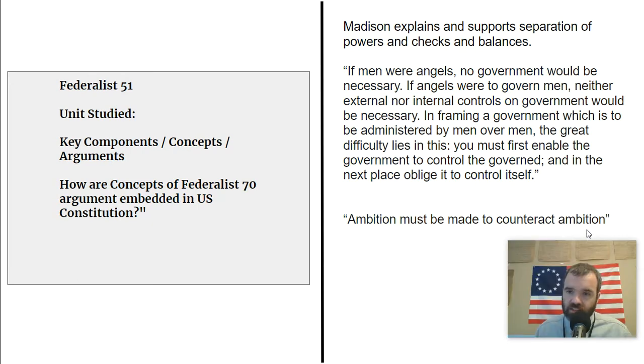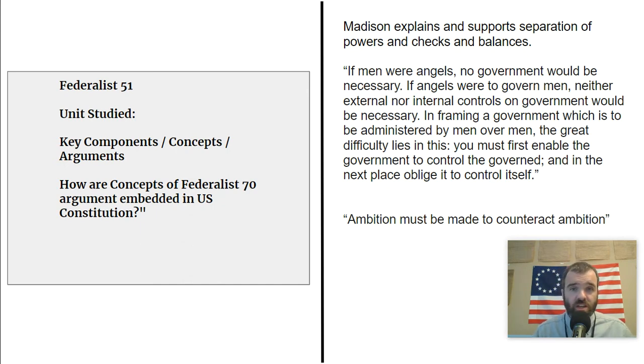And this is the next quote here: "Ambition must be made to counteract ambition." You hear politicians say this all the time when they're debating, when Congress is getting upset about something the president is doing. You'll hear congressmen and women use this quote and say we must be able to limit the powers of the other branches. And that's at the core of our political system.